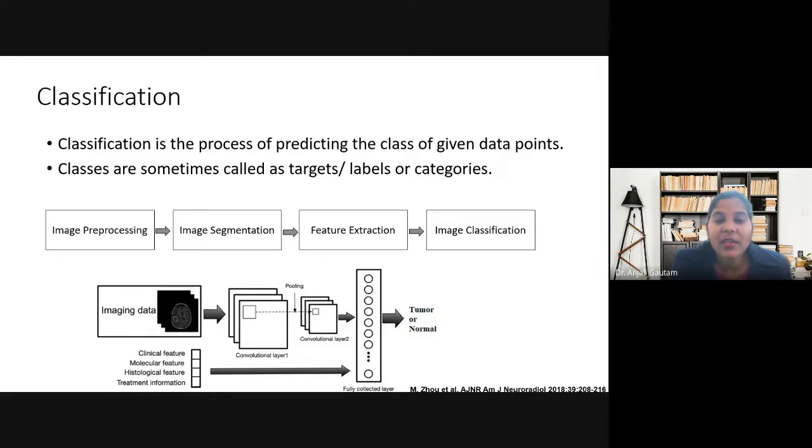This is optional. If you want to take it, people can take this information, and it will improve the result. In the case of a tumor, a clinical feature can be how long he has been having the headache in his brain, or something like that, and the molecular features, histological features, and the treatment information.